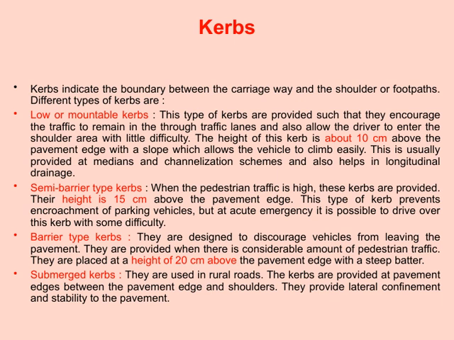Finally, we have submerged curbs, which are mainly used on rural roads. They are installed at the pavement edges between the pavement and shoulders. Their role is to provide lateral confinement and stability to the pavement structure, ensuring the road remains durable and well-supported in rural settings. Understanding these different curb types helps us design safer, more efficient roads tailored to the specific traffic and pedestrian needs of each area.